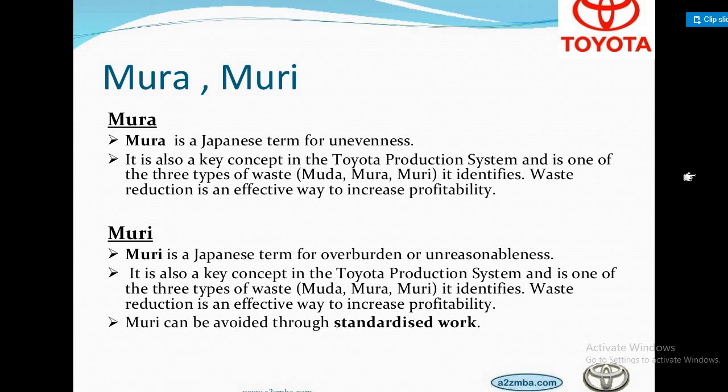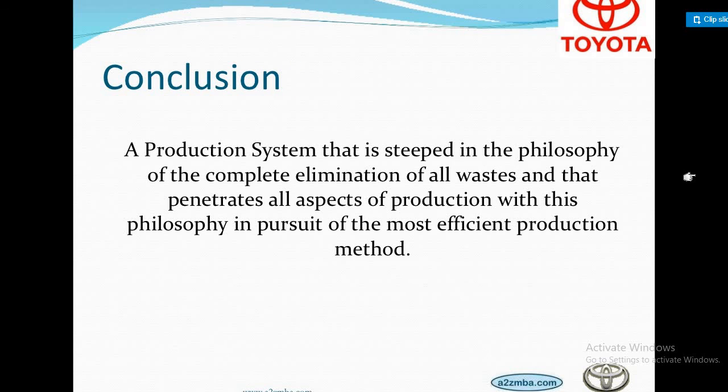Then Muri. Muri is a Japanese term for overburden. It is also a key concept in the Toyota production system and is one of the three wastes, Muda, Mura, Muri. It identifies waste reduction as an effective way to increase profitability, and Muri can be avoided through standardized work. So these are the things that we have learned today.